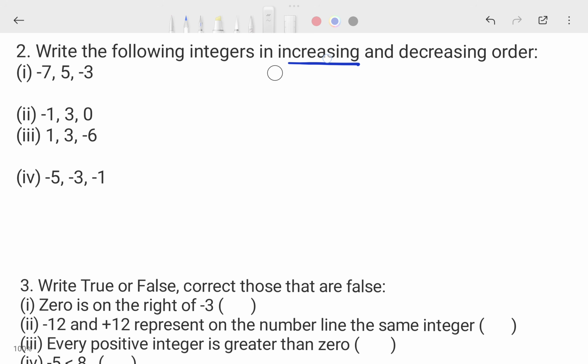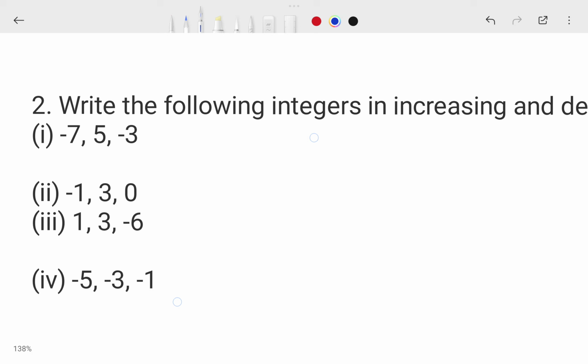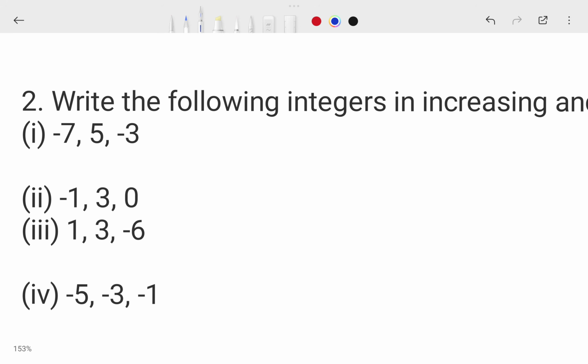Okay, so this is called increasing and decreasing order. So let's write it. Here I will write the first one, increasing only. So the first one is increasing.